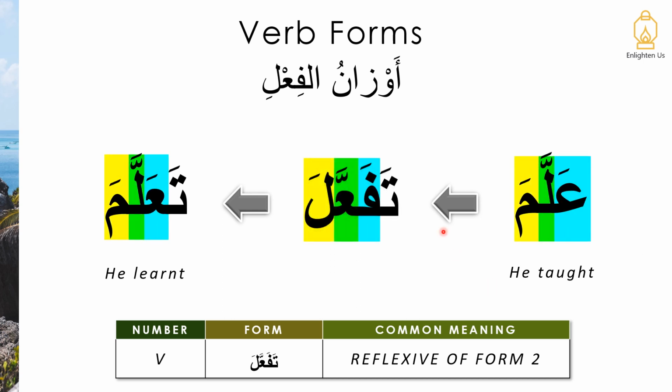What does this mean? Well, the fa corresponds to the ain, the ain corresponds to the lam, and the lam corresponds to the mim. What have we got that's additional? The ta. So the first thing we do is we add the ta. We retain the ain with its fatha. The lam has a shadda, which is what it had before, and our mim has a fatha. And this is how we change the meaning from allama, he taught, to ta'allama, he learned. Let's have a look at the next one.